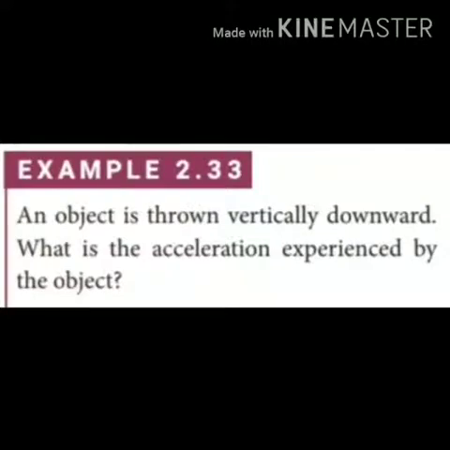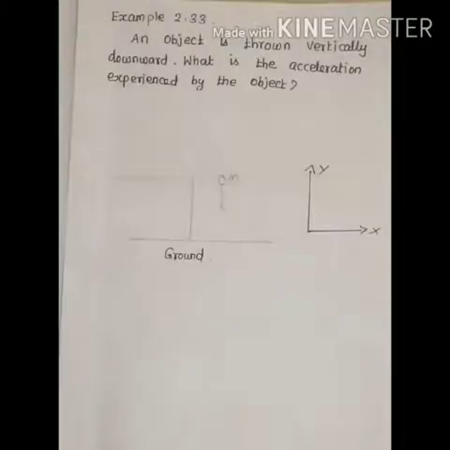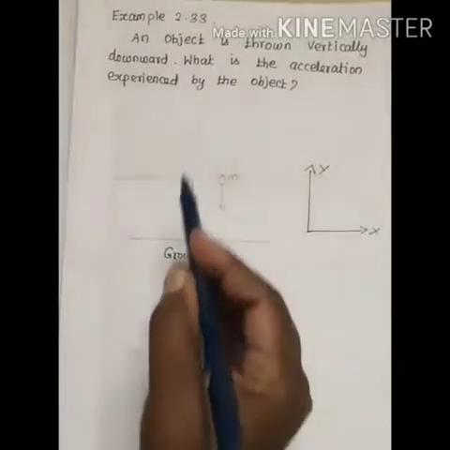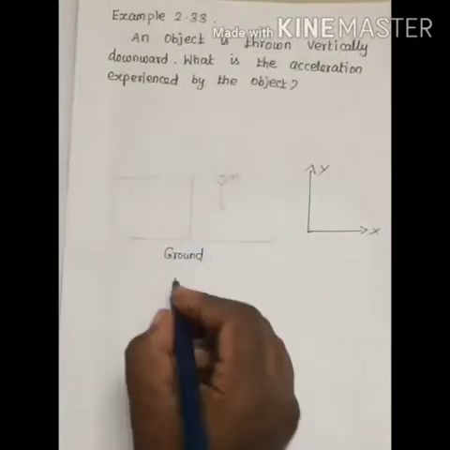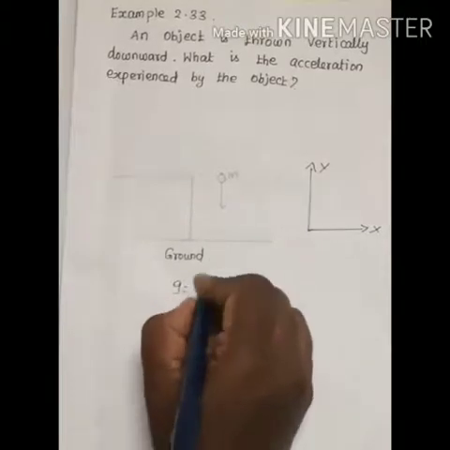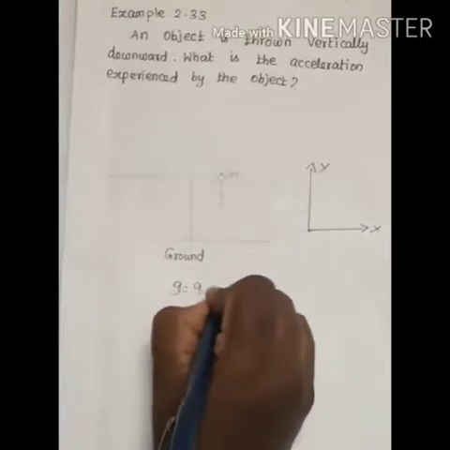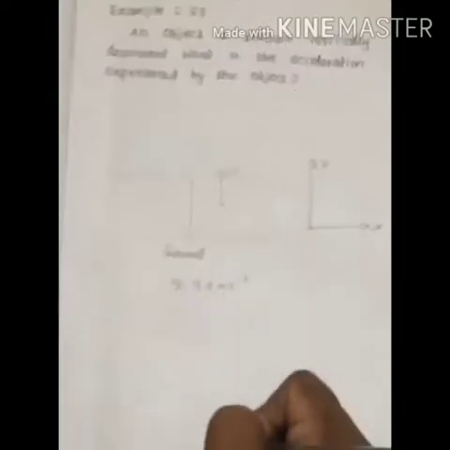An object is thrown vertically downward. What is the acceleration experienced by the object? We know that the object falls towards the earth, it experiences an acceleration due to gravity. g is equal to 9.8 meters per second squared, in the downward direction.